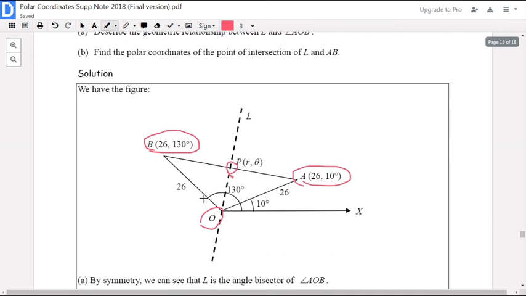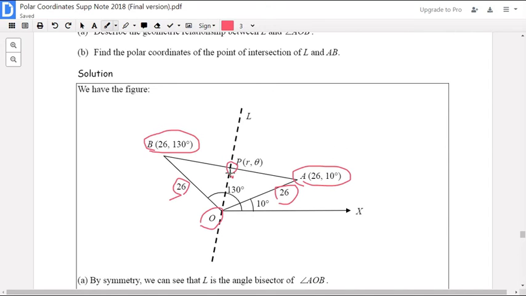You can see from the property of this, it is an isosceles triangle. Both OA and OB are of length 26, right? 26 here. Therefore, OAB is actually an isosceles triangle, and therefore OL must be the angle bisector of angle AOB. Not too difficult to visualize it.